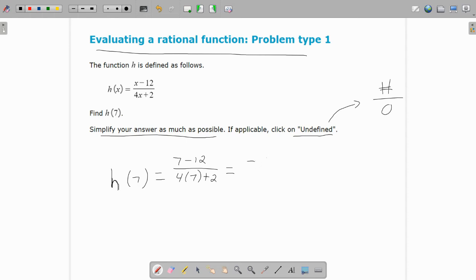So we get negative 5. 7 minus 12, negative 5. 4 times 7 is 28 plus 2 is 30. And that simplifies to negative 1 over 6. The negative can go in front. It can go on top. It doesn't matter. Just make sure it's clear, like when you write it out like a test. Okay, so negative 1/6. That reduces, 5 goes into 5 once, 5 goes into 30 6 times. A lot of calculators, if you type this in, it'll give you this fraction.